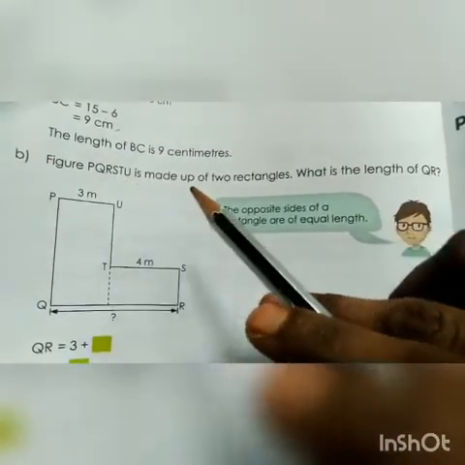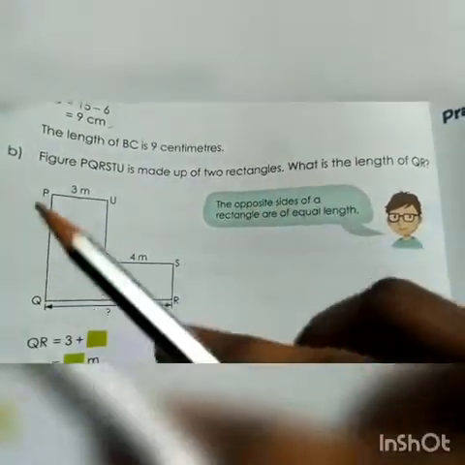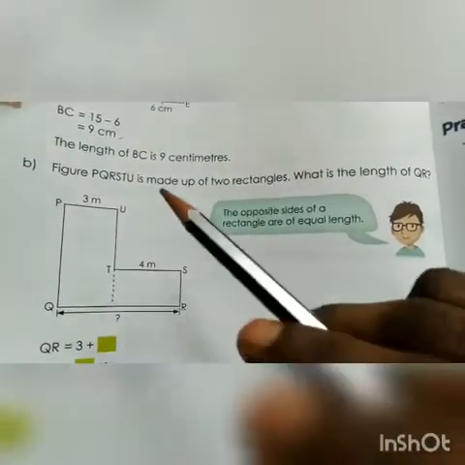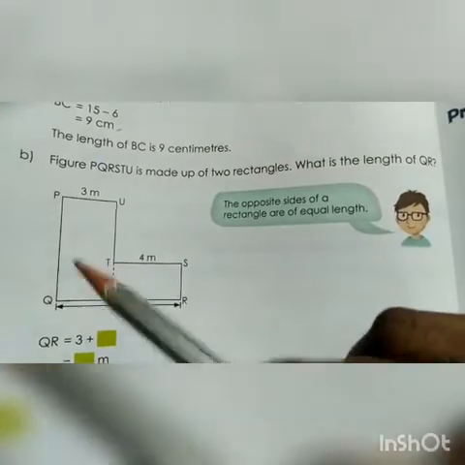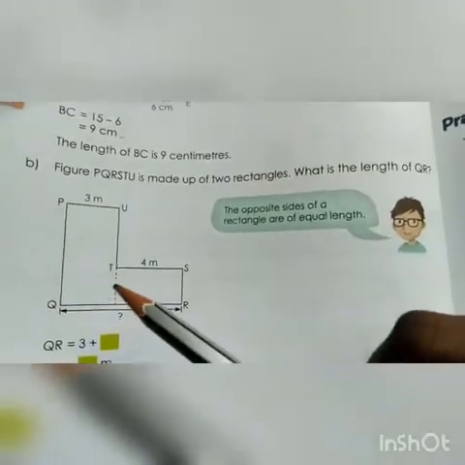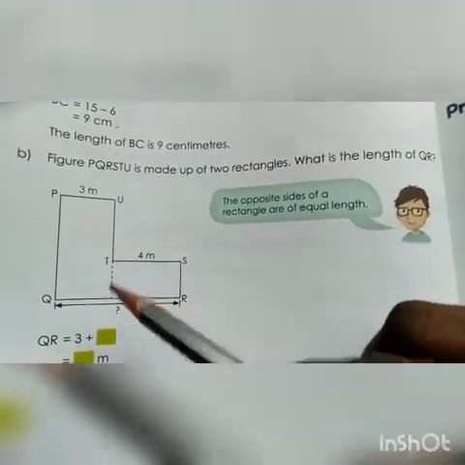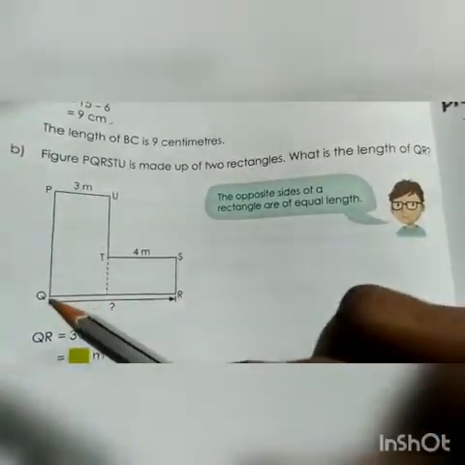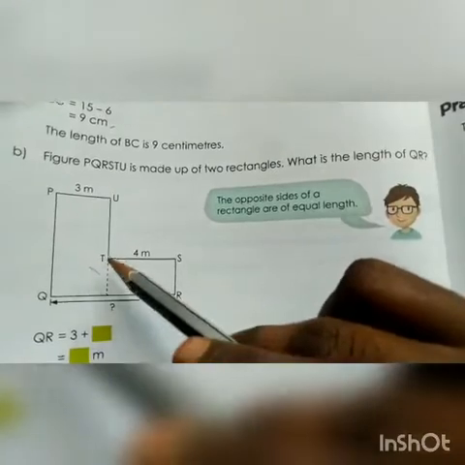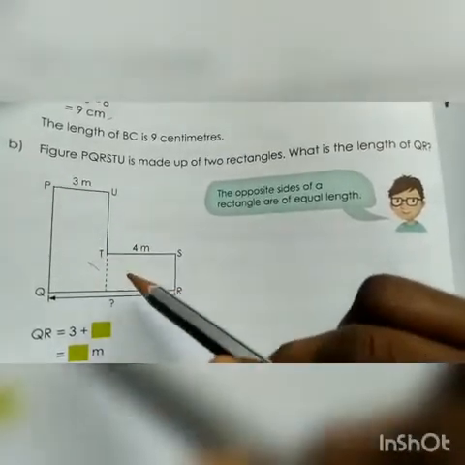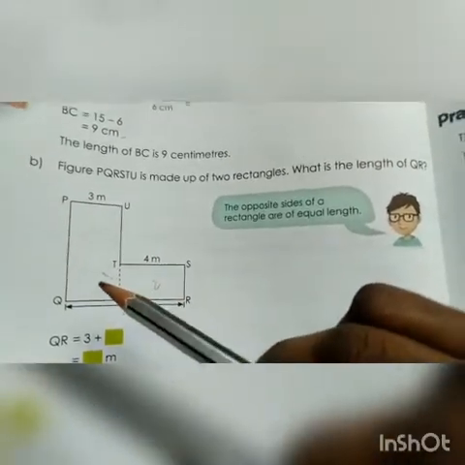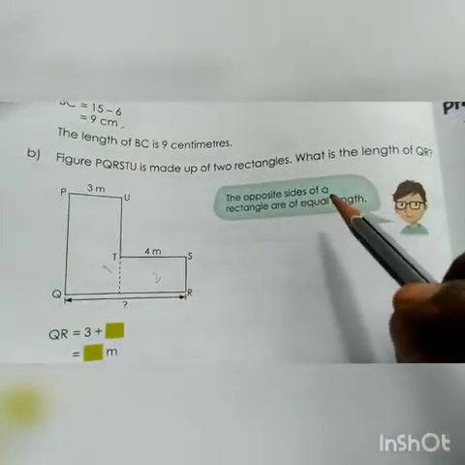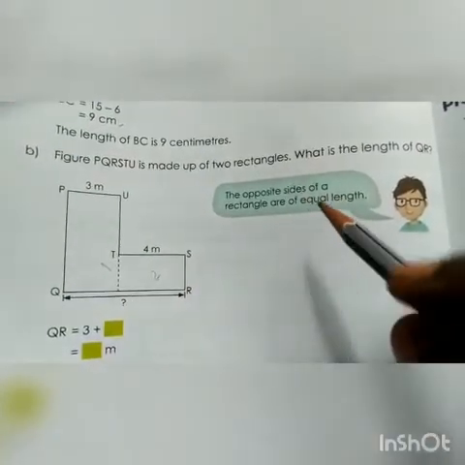Figure PQRSTU is made up of two rectangles. If you look at this figure and draw a dotted line vertically over here, then we get one rectangle here and another rectangle here, two rectangles. As we know the property of a rectangle, opposite sides of rectangles are of equal length.